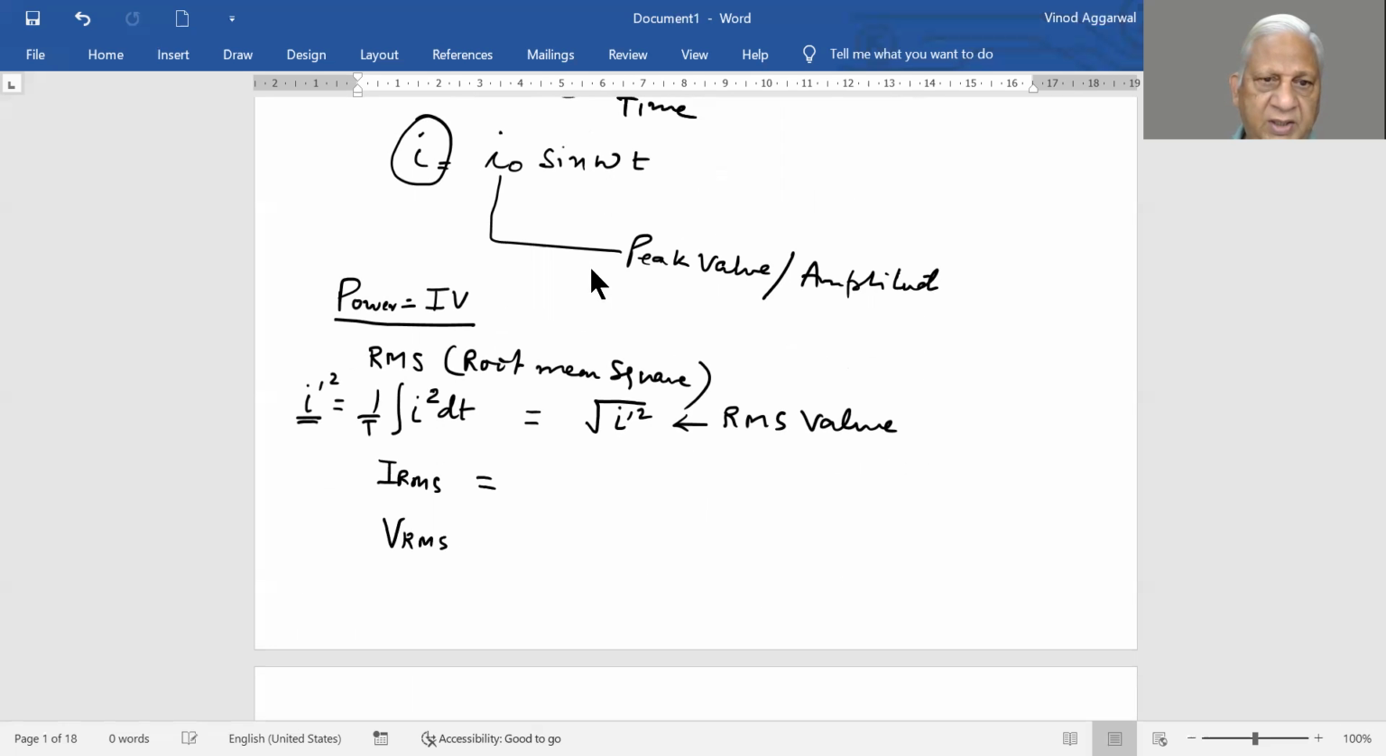And numerically, if we take the instantaneous voltage, this is the instantaneous value, this is the amplitude or the peak value. So we take the peak value of current and voltage divided by root 2. It gives us the respective RMS values. Okay.